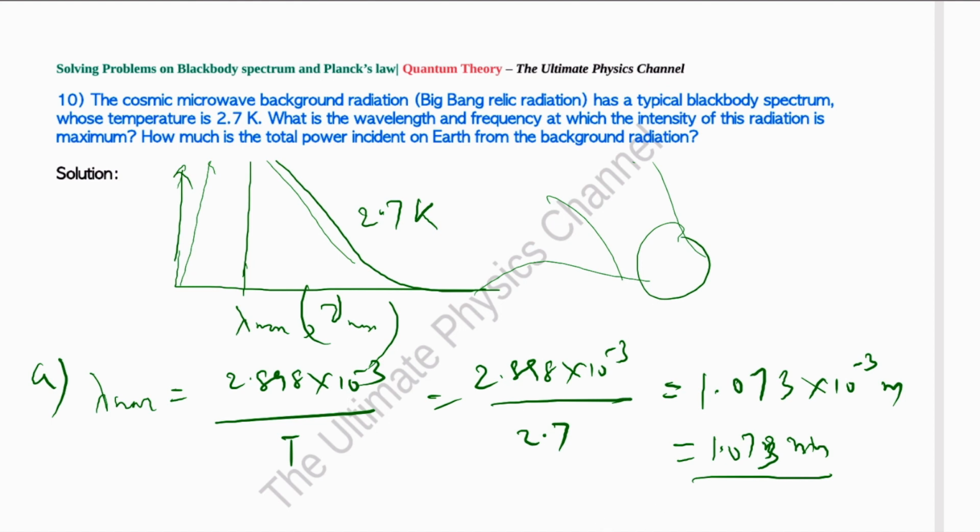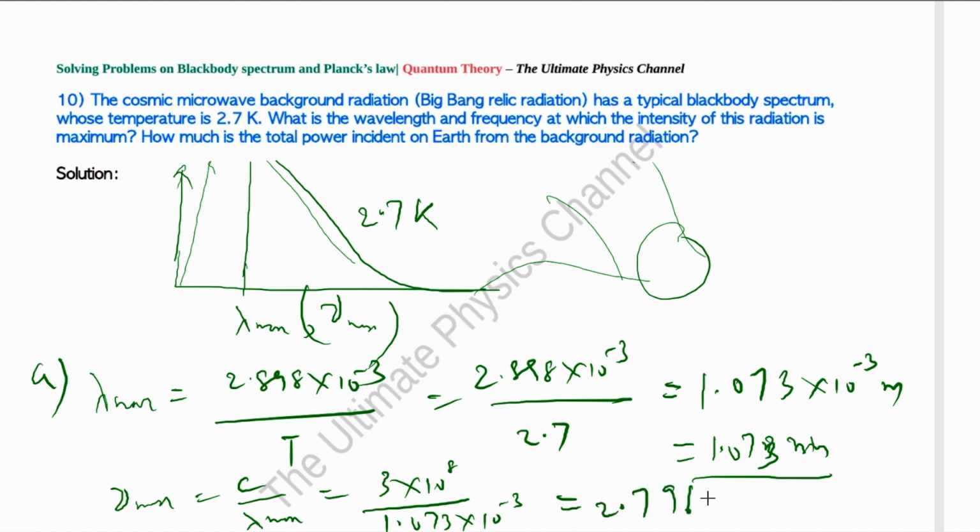Now what is the corresponding frequency for this? That is nu max is c over lambda max. So 3 into 10 power 8, I'm taking to be the speed of light, over this 1.073 into 10 power minus 3 as the wavelength. This is worked out, it would be 2.796 times 10 power 11 hertz. That is the frequency at which we get the cosmic microwave background radiation. Now total power is the next part, right? How much is the total power incident on Earth from the background radiation?